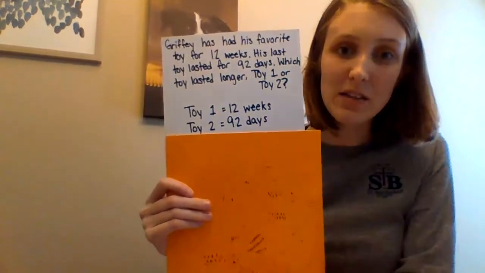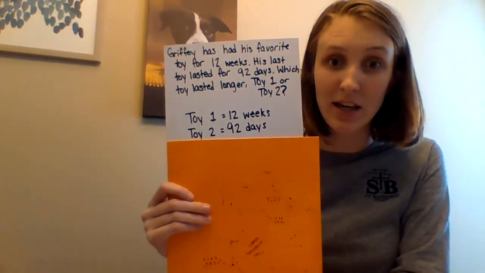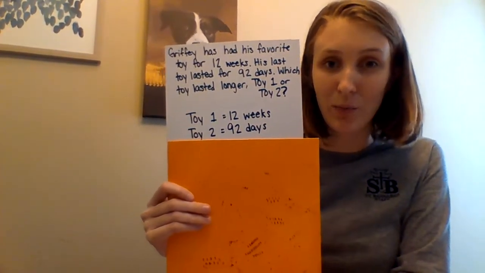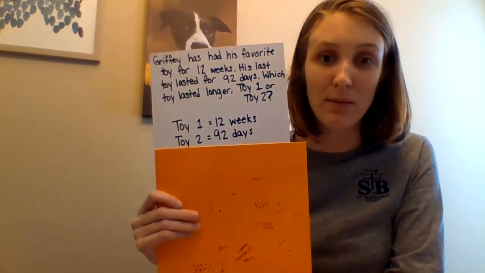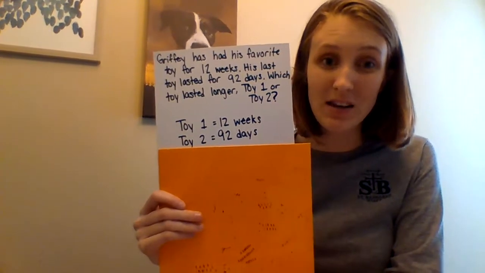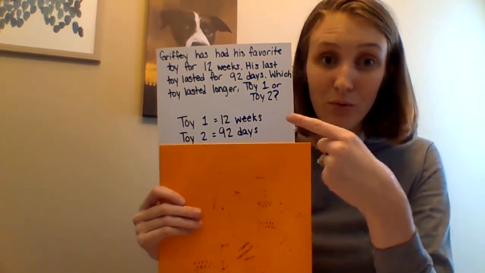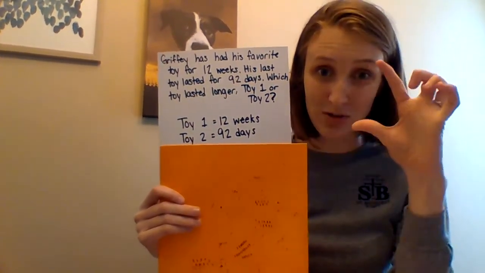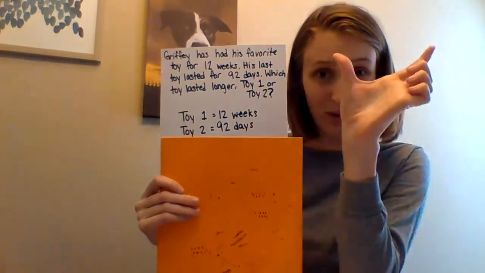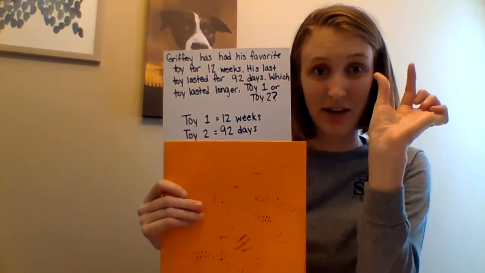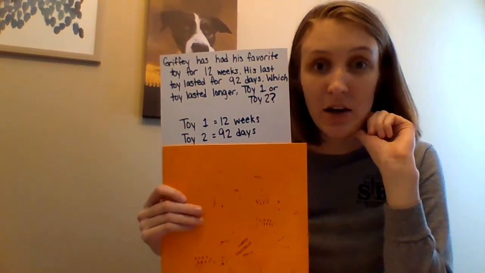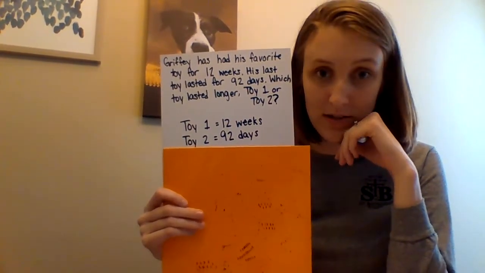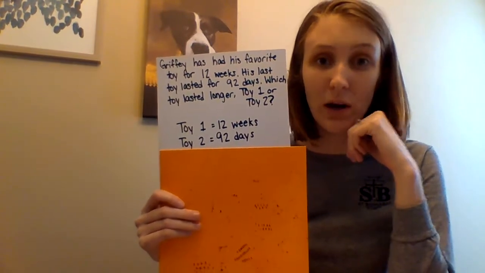This is just like the question that we just did, where we have the two different measurements and we need to put them into the same unit. So I have weeks and days. I need to get those weeks to be days because those are the bigger one. I want to make the weeks unit into a smaller unit of days. So I'm going to find out how many days are in 12 weeks.